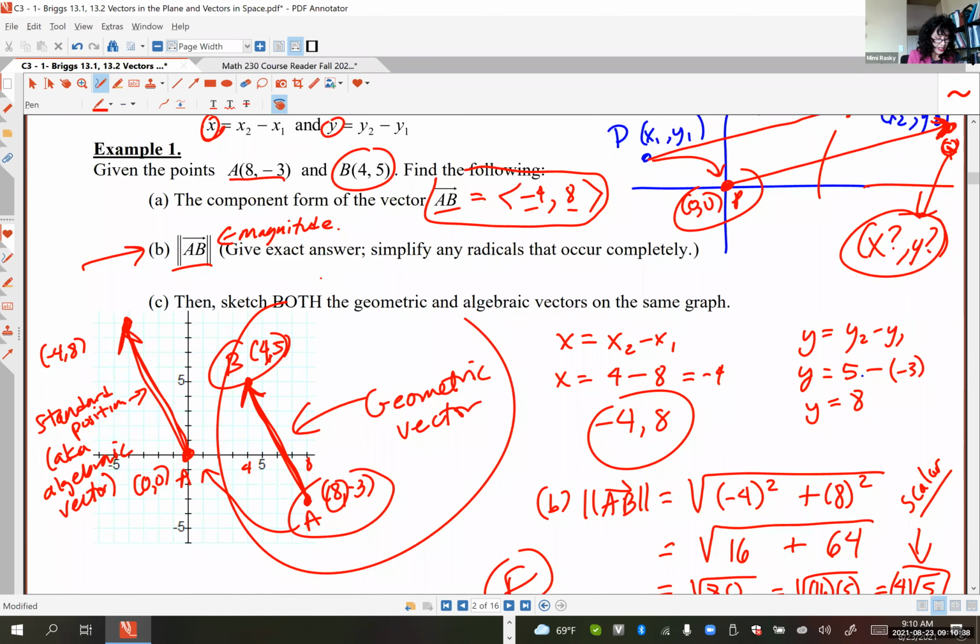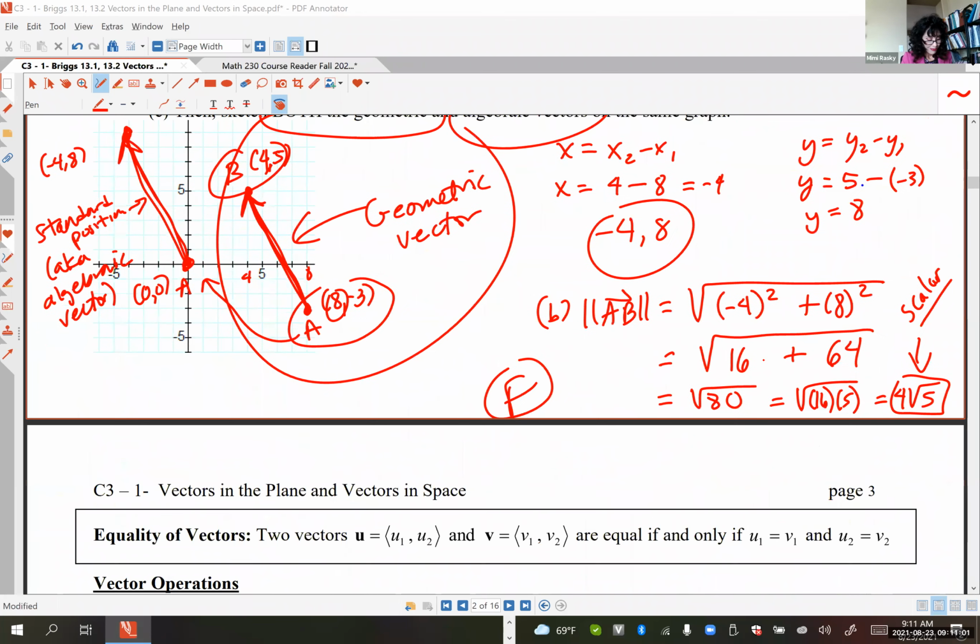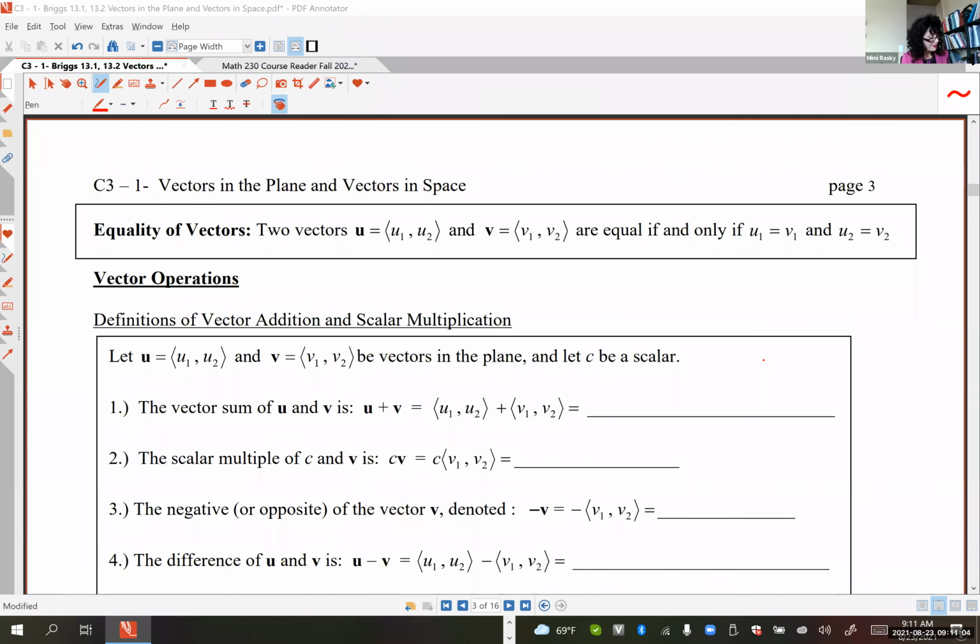And in part C, they wanted us to sketch both the geometric and algebraic vectors on the same graph, but I claim I already did. Aha! And we're done with example 1. Let's move on to equality of vectors, shall we?